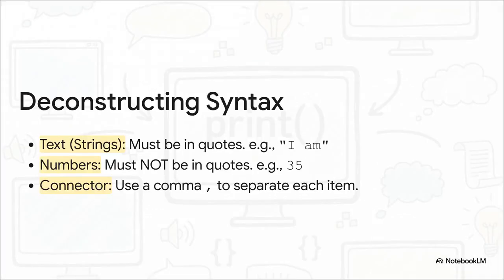Let's break this down, because the rules here are really specific, but also really simple. Rule number 1, any text, which programmers call a string, has to be inside quotes. Rule number 2, just like we learned, numbers, no quotes. And rule number 3, this is the secret sauce, the comma. You just use a comma to separate all the different pieces you want to stick together.